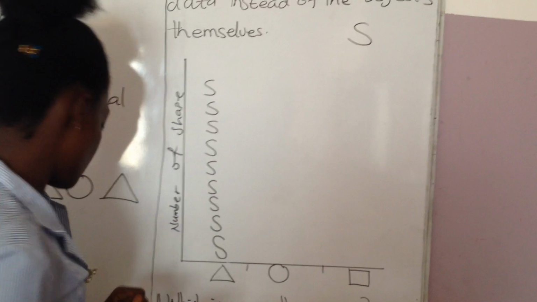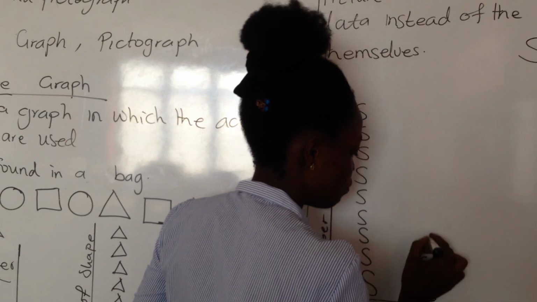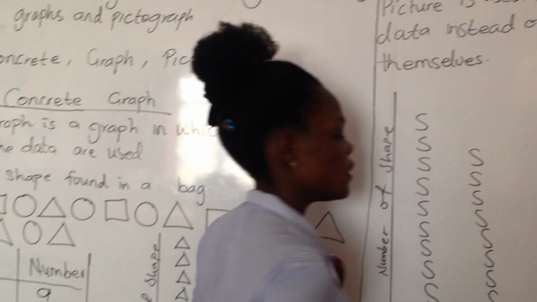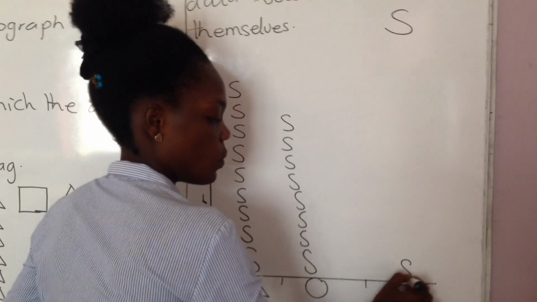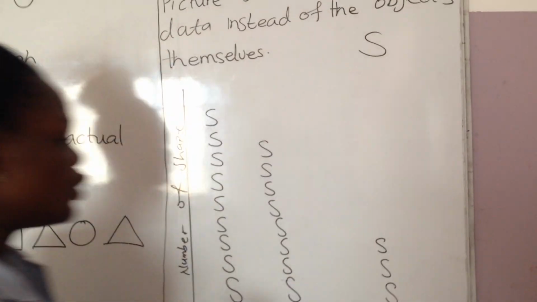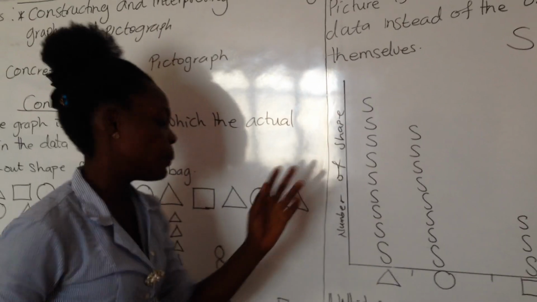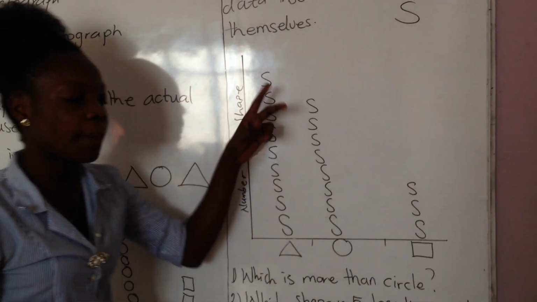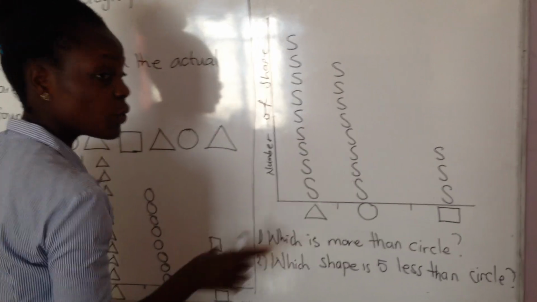Now how many circles do we have? We have 8 circles from the tally chart. Now once you draw 1, 2, 3, 4, 5, 6, 7, 8 circles and squares 1, 2, 3. So with your pictograph, the picture is supposed to be uniform. With the concrete graph, you use the actual object. Here, you will pick a picture to represent the objects that you use for the data.